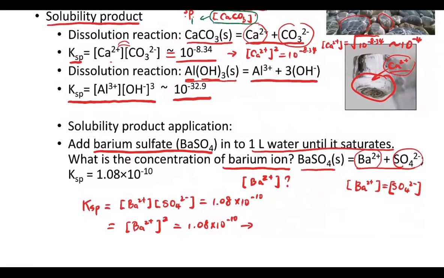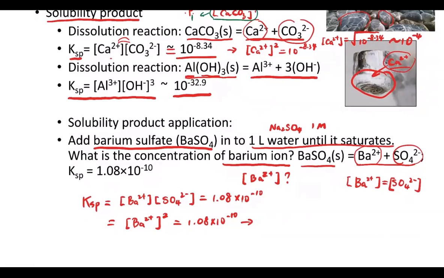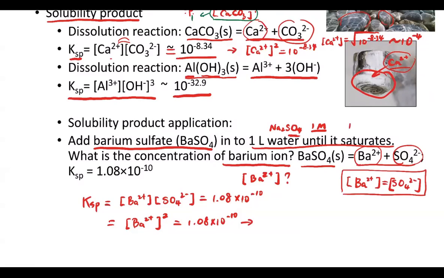Let's say we add barium sulfate into 1 liter of the sodium sulfate solution. Let's assume that the sodium sulfate concentration is 1 M. Okay, so what's going to happen? Under this situation, we know that there are pre-existing sulfate ions in the water, right? So we cannot apply this relationship anymore. So what we should do is, since there is already 1 mole per liter of the sulfate in the water, right?